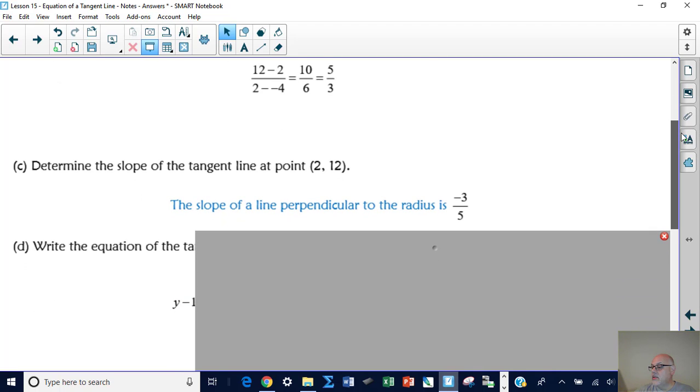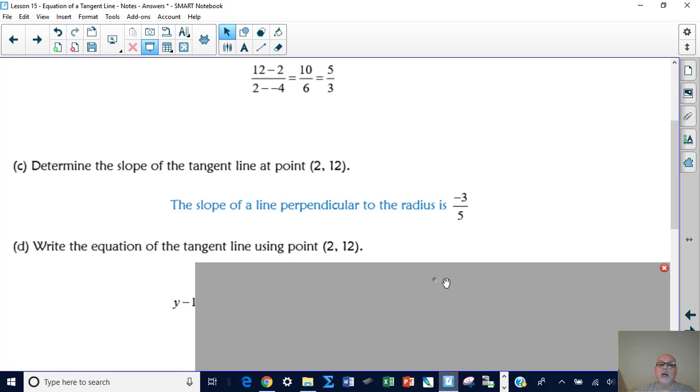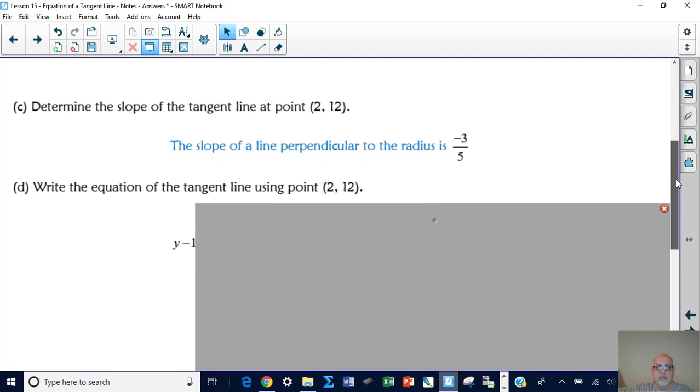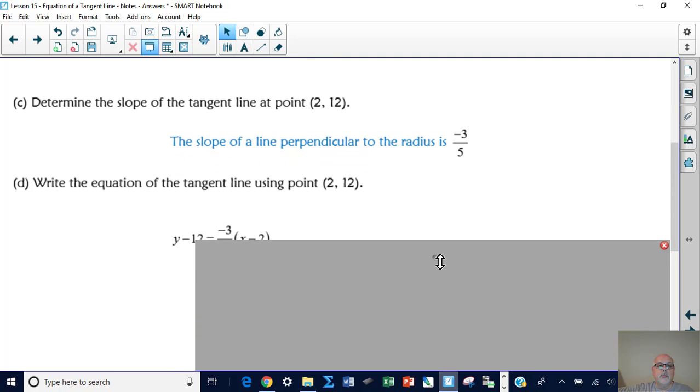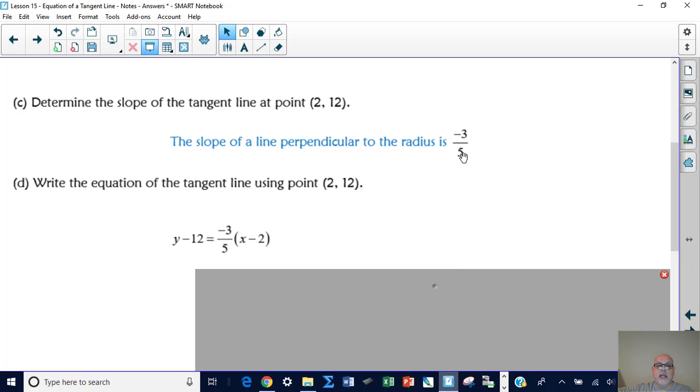And we know that the tangent line has to go through the point (2, 12). And we're going to use the point-slope form for the equation of a line. So it's y minus 12 is equal to negative 3/5 times (x minus 2). There's no need to put it in slope-intercept form. This is perfectly acceptable, and we should just leave it that way.